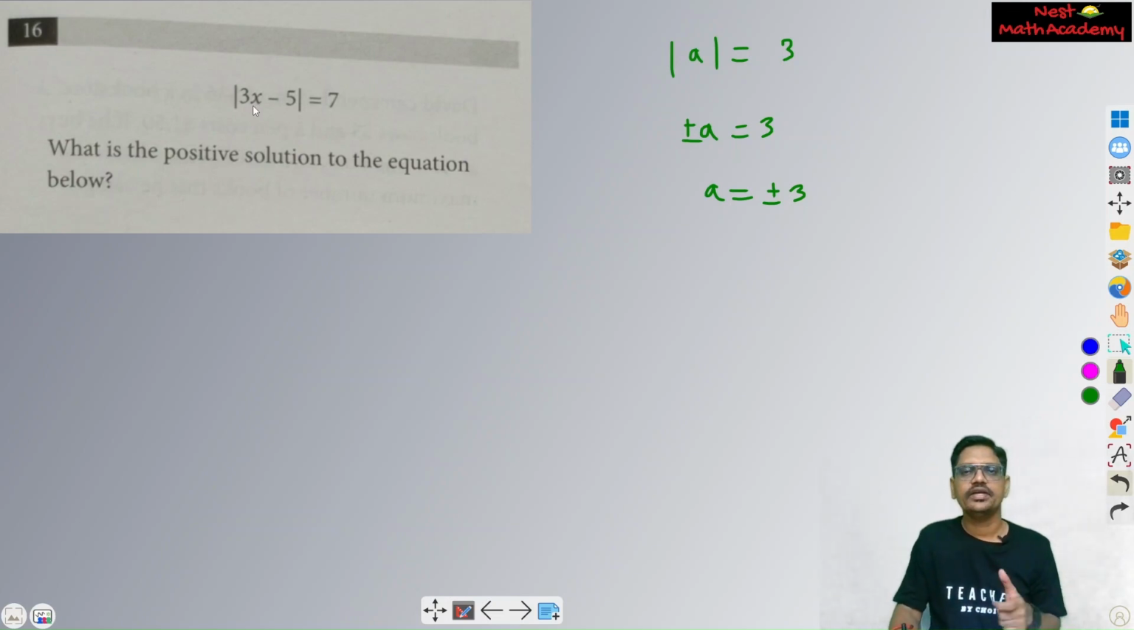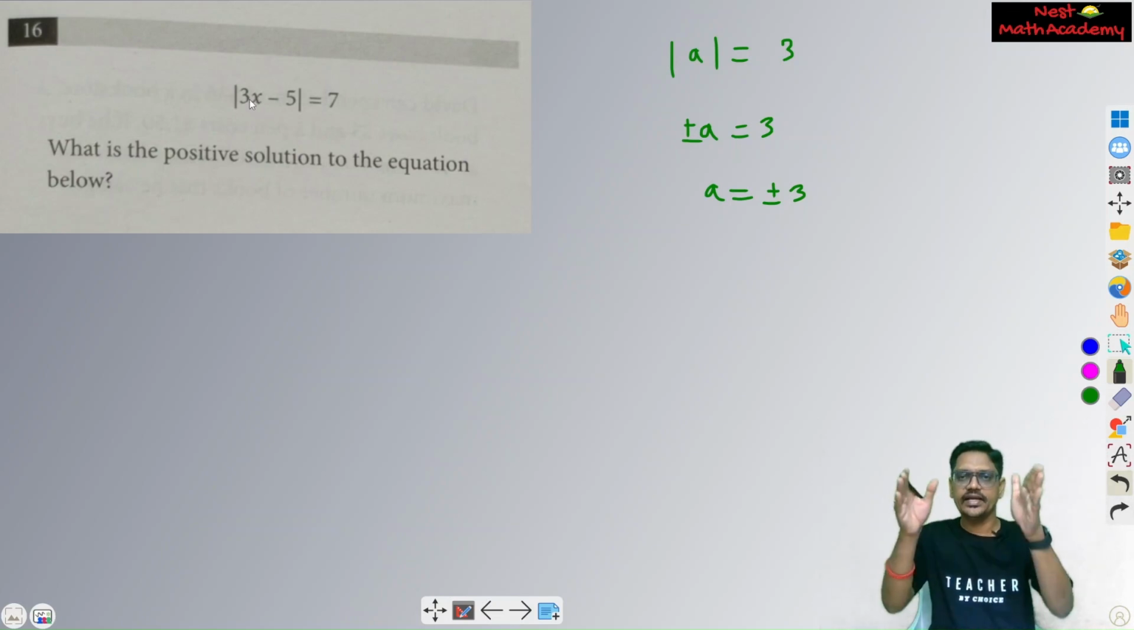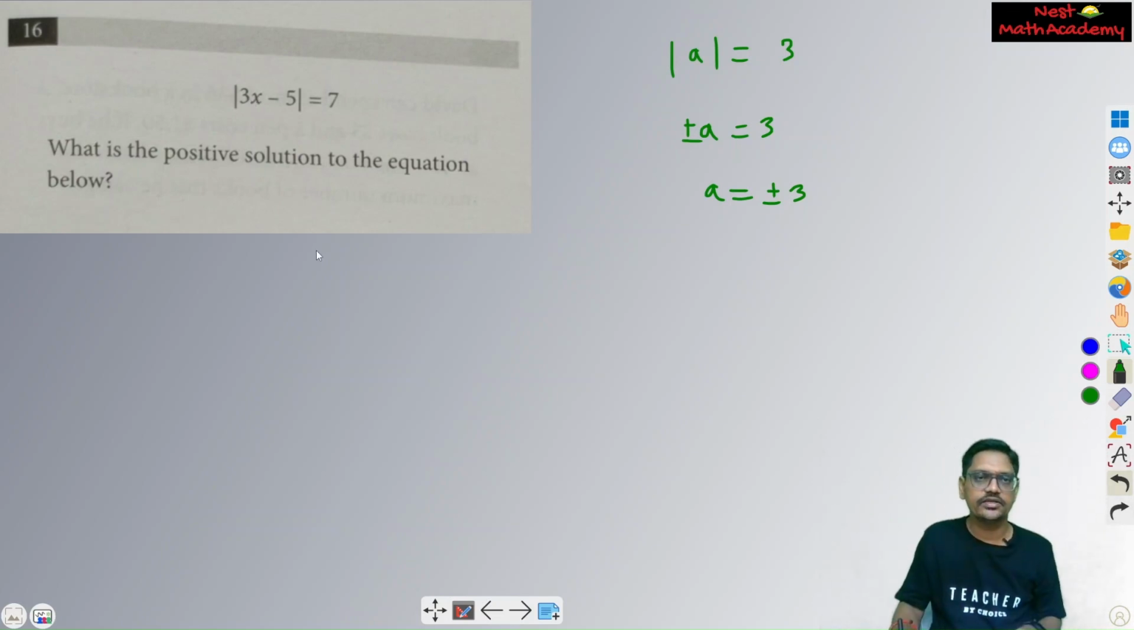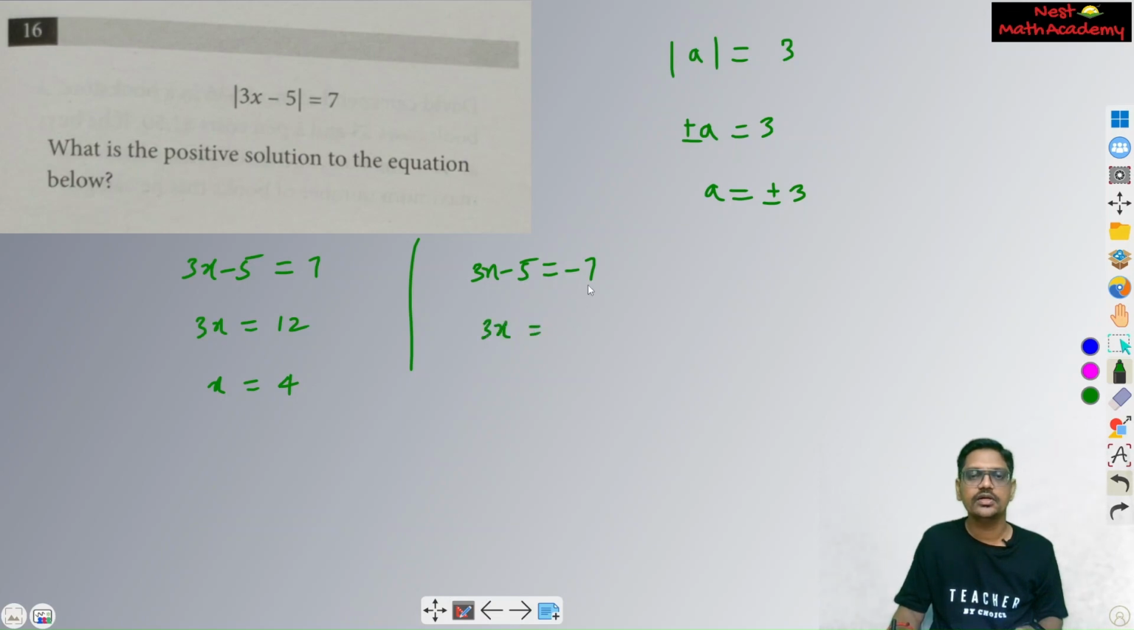In the same way, whenever you remove an absolute value, you can simply take plus and minus, two cases. Therefore, in this context, 3x minus 5 is equal to 7, one possible case, or else 3x minus 5 can be minus 7. Adding 5 on both sides, 3x is equal to 7 plus 5, 12. Dividing by 3 on both sides, x is equal to 4. Again adding 5 on both sides, 3x is equal to negative 7 plus 5, which is negative 2. Dividing by 3, x is negative 2/3. What is the positive solution to the equation?